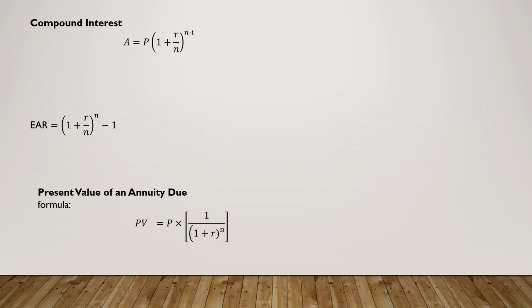I have summed up the formulas. For calculating the amount after compounding interest, amount is equal to P into (1 + r/n)^(n×t). The effective rate of interest formula is (1 + r/n)^n − 1. And to find the present value of an annuity due, it is P into 1/(1 + r)^n.